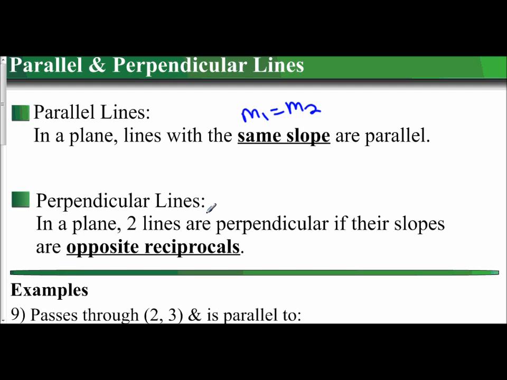The perpendicular line property is that they are opposite reciprocals. And in the previous lesson, we learned that an easy way to remember this is opposite means opposite signs, different signs. If one's positive, one's negative. And reciprocal means flip the fraction or flip the number that's given to you. So that's opposite reciprocal. So we take these definitions we already know, and we're going to apply them to our writing equations from either starting in point slope form or starting in solve for b approach.